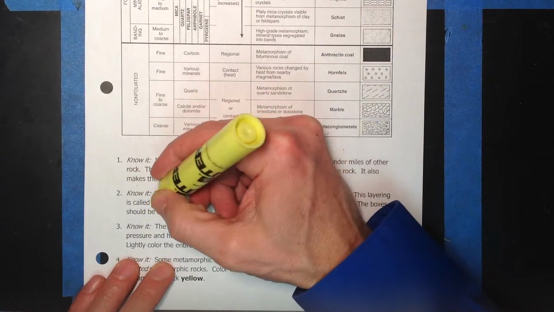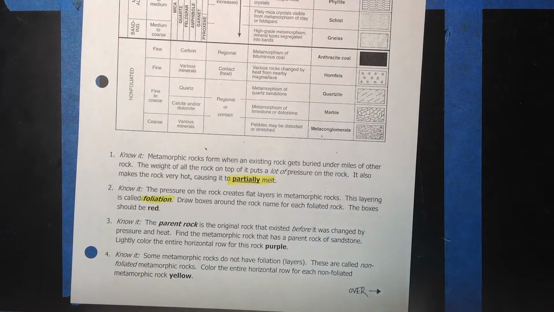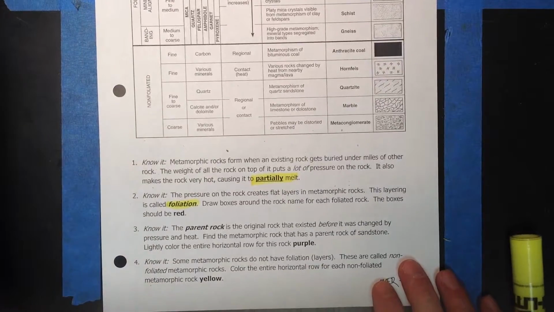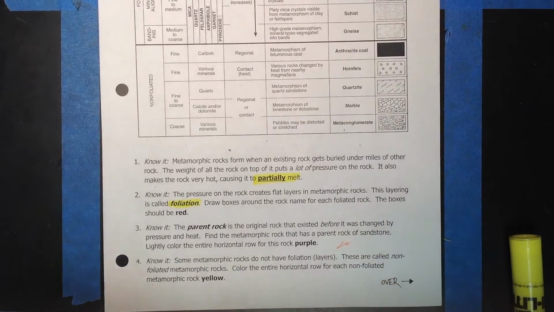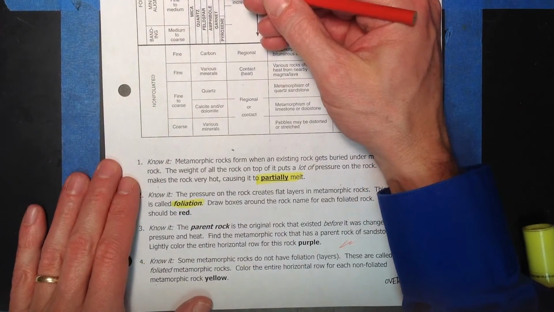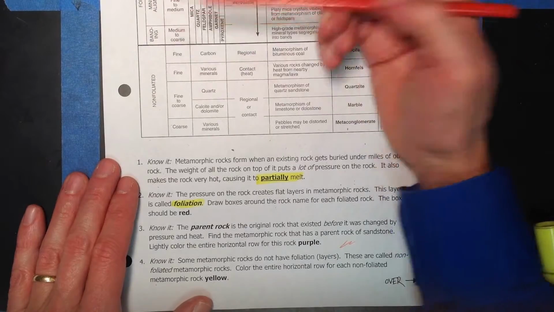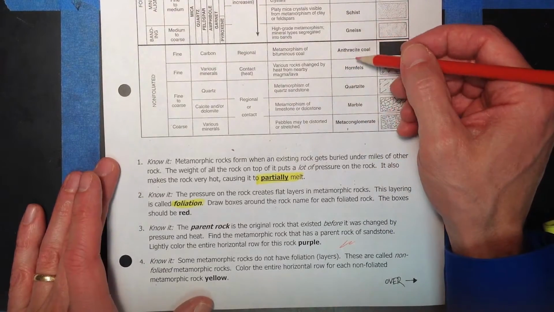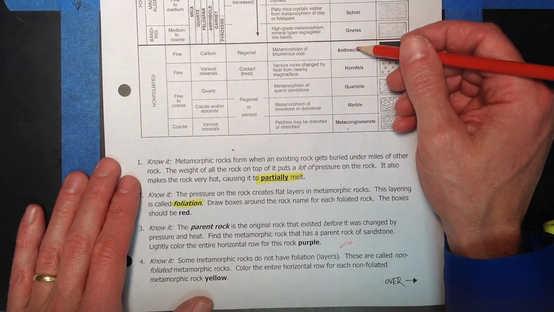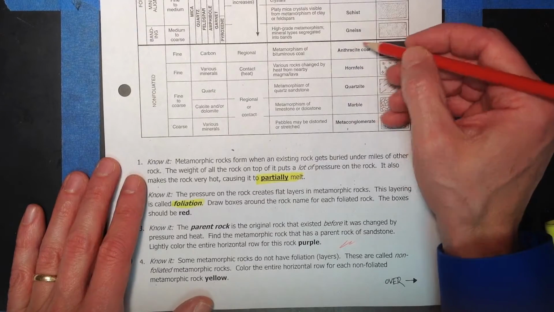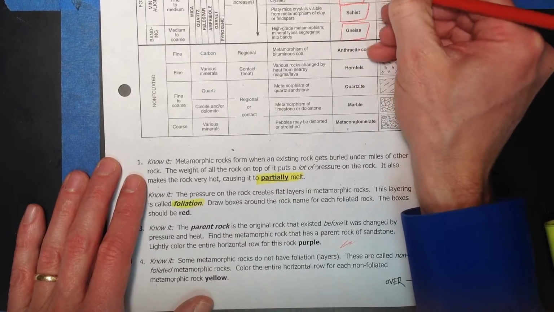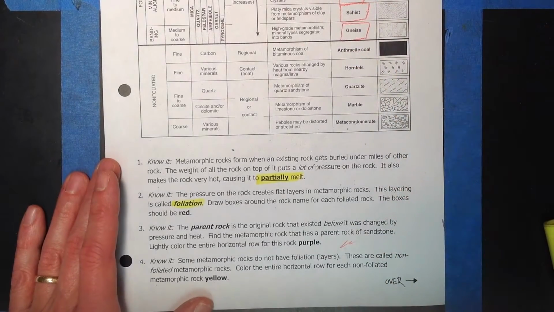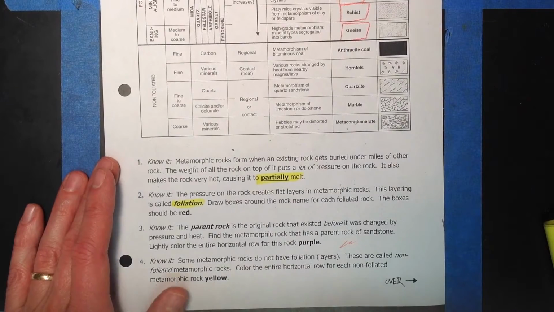It's called foliation. They're layers of the same color. We're going to draw boxes around the rock name for each foliated rock, and it's going to be in red. Is this red? Yeah, so here's red right here. And here's texture, foliated versus non-foliated. All these rocks are foliated, so I'm coloring the boxes around them. Draw boxes around the rock name for each foliated rock. Gneiss, schist, phyllite, and slate are all foliated metamorphic rocks.